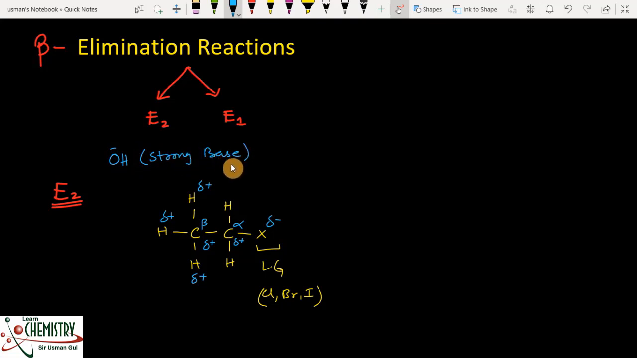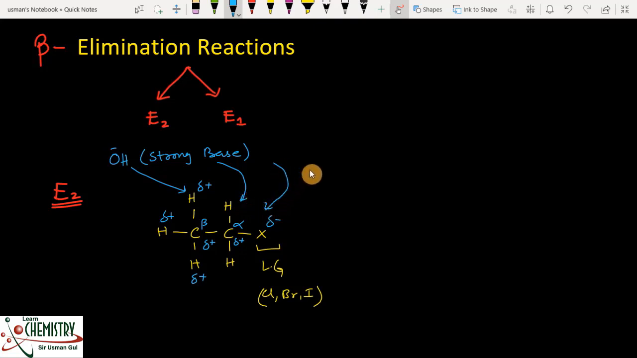Previously I was just explaining that OH is a nucleophile. Remember that whenever we are using concentrated potassium hydroxide or sodium hydroxide, it will act like a strong base. Now remember that a strong base always likes to attack the hydrogen, the partial positive hydrogen, instead of the carbon. So it will attack the beta hydrogen here. It will most probably not attack this hydrogen.